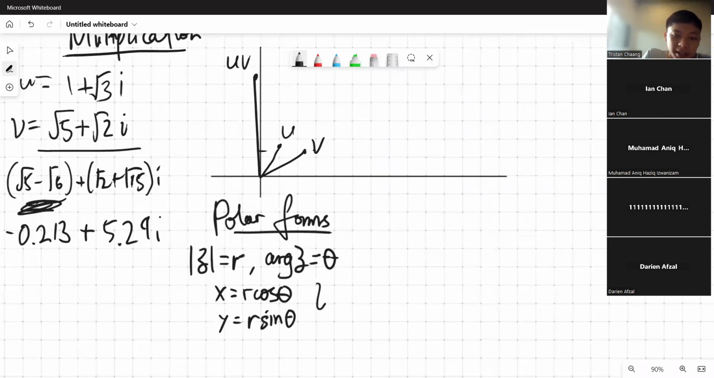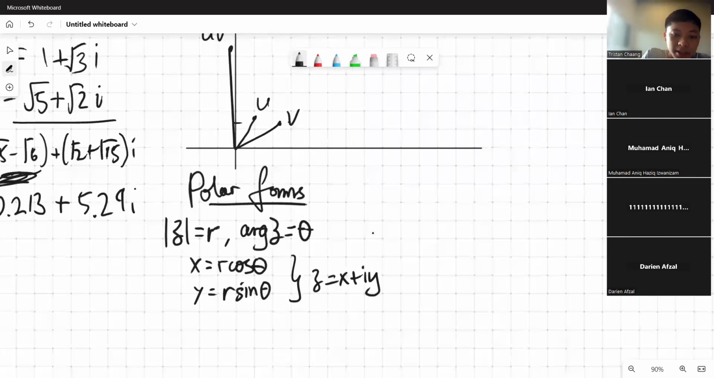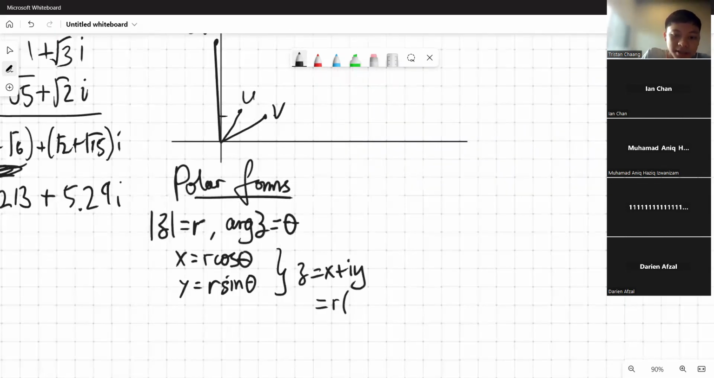So that means Z, which is x plus yi, can now be written as r times cos theta plus i sine theta. Okay. Anyone not very familiar with trigonometry, like cos theta, sine theta, or is everyone here fine with what I'm writing here? I can spend a little bit of time talking about it. Okay, fine.